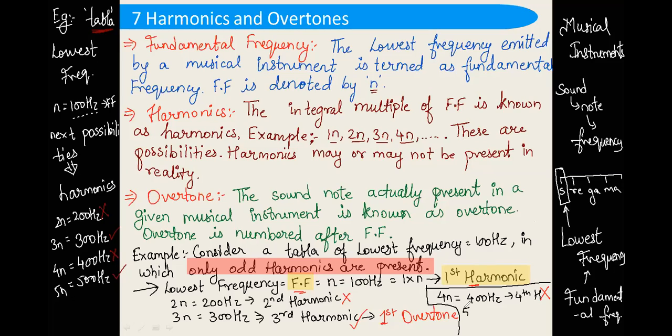Next will be 5n. 5n is 500 hertz. 500 hertz corresponds to the fifth harmonic. So this is present because it is an odd harmonic. So we can say the fifth harmonic is the second overtone. I hope you understood the concept of harmonics, overtones, and fundamental frequency. If you have any doubt, please let me know. If you don't have any doubt, please take a screenshot and then we'll move to the next question.